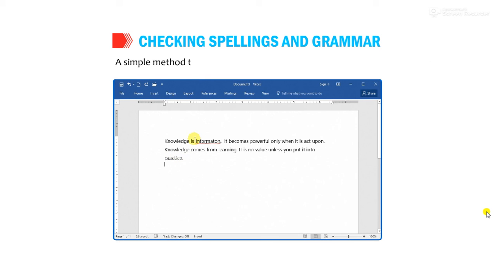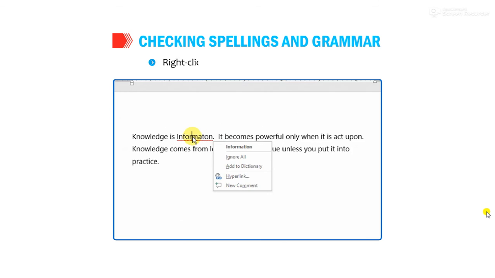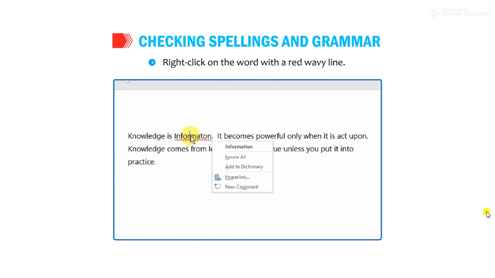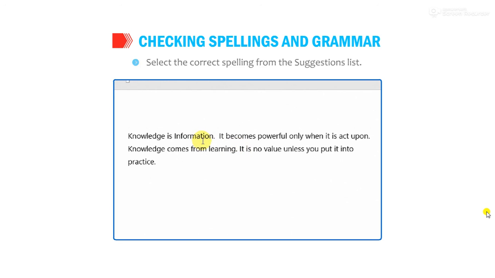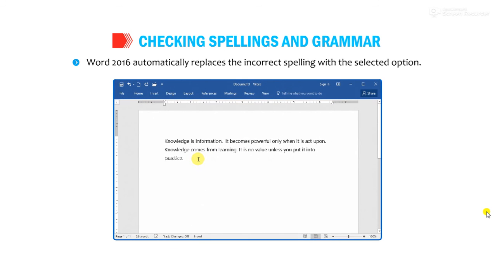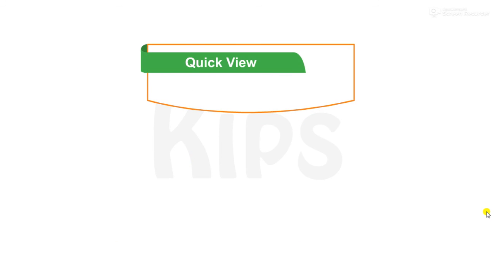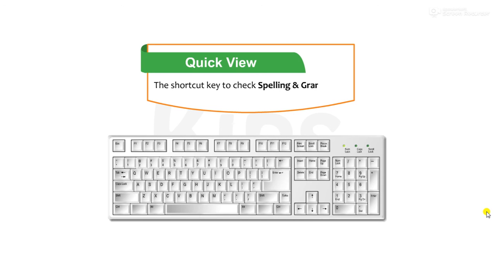A simple method to check the spelling of any word is as follows. Right-click on the word with a red wavy line. A shortcut menu opens displaying various suggestions. Select the correct spelling from the suggestions list. Word 2016 automatically replaces the incorrect spelling with the selected option. Let me tell you that the shortcut key to check spelling and grammar is F7 key.